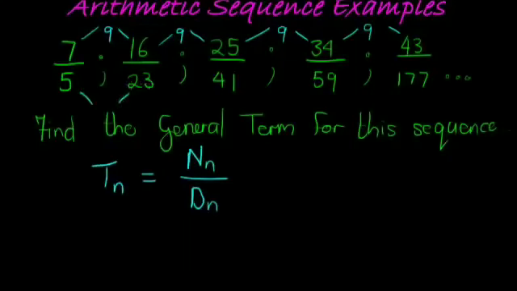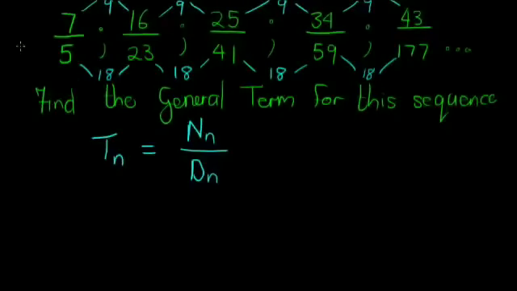Well, 23 minus 5 gives me 18. 41 minus 23 also gives me 18. And just to confirm once more, 59 minus 41, what do you know? Also 18. And I'm quite confident this will be the same. So let's go and find the general term for my numerator's sequence. So my numerator, let's call it nn. And we're going to substitute it back there a little bit later.